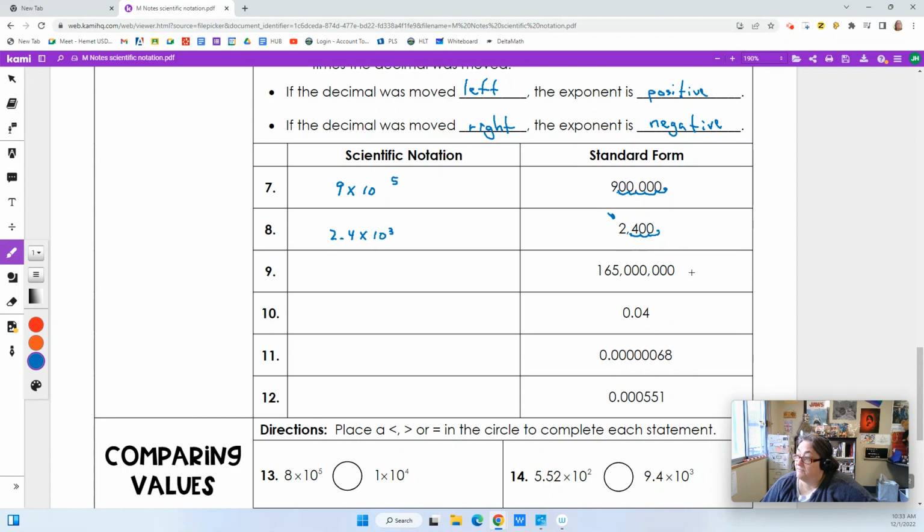So if I look at this one right here, I don't have a decimal in the next number, right? In number 9, I don't have a decimal here. So I'm going to put my decimal in, and I'm going to have to move it 1, 2, 3, 4, 5, 6, 7, 8. So my first number would be 1. And I moved that 8 spaces. So I have 1.65 times 10 to the 8 power, because I moved it 8 spaces.